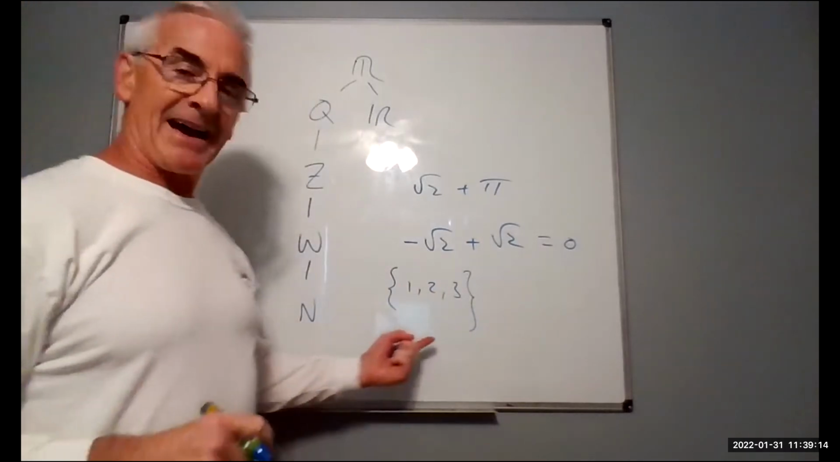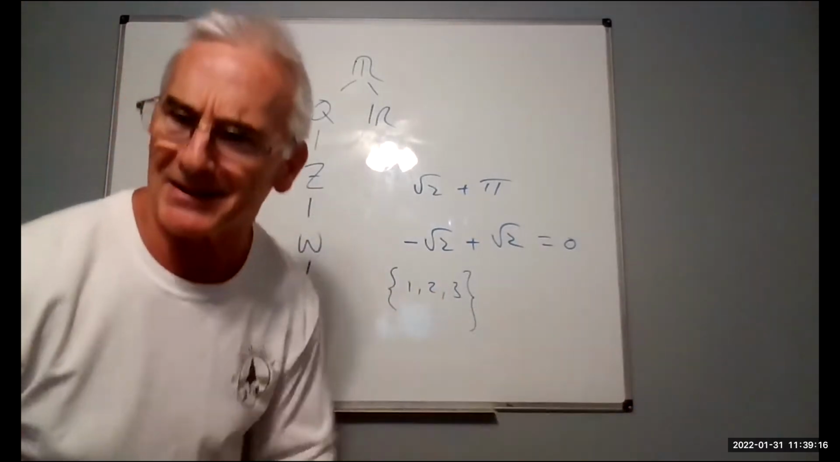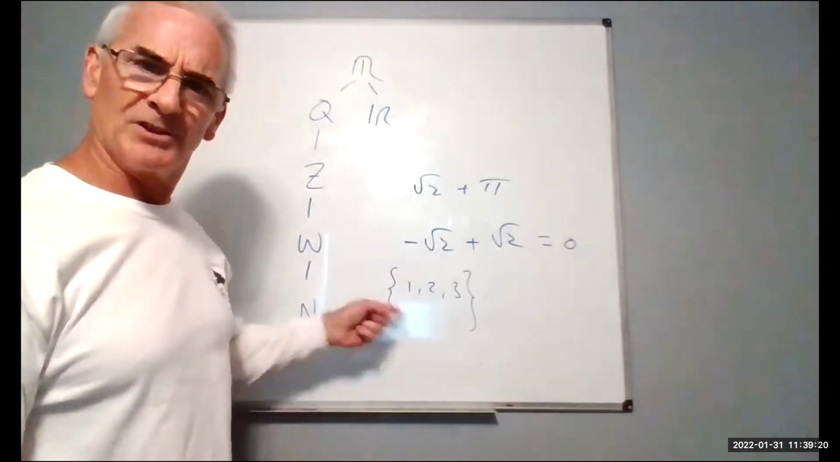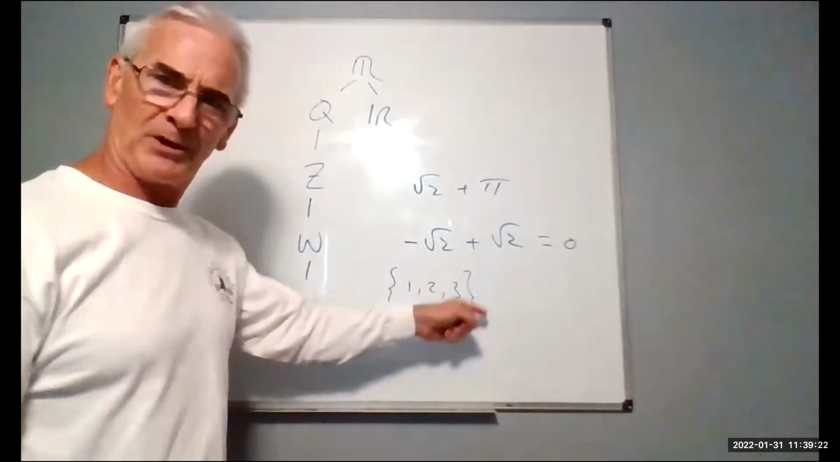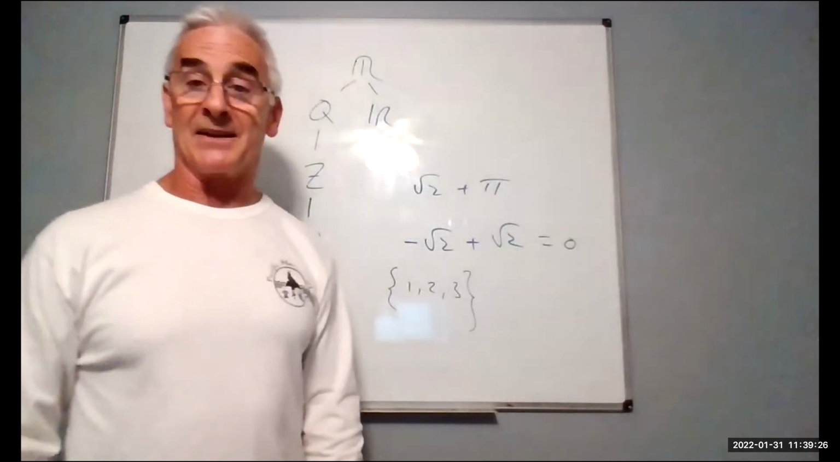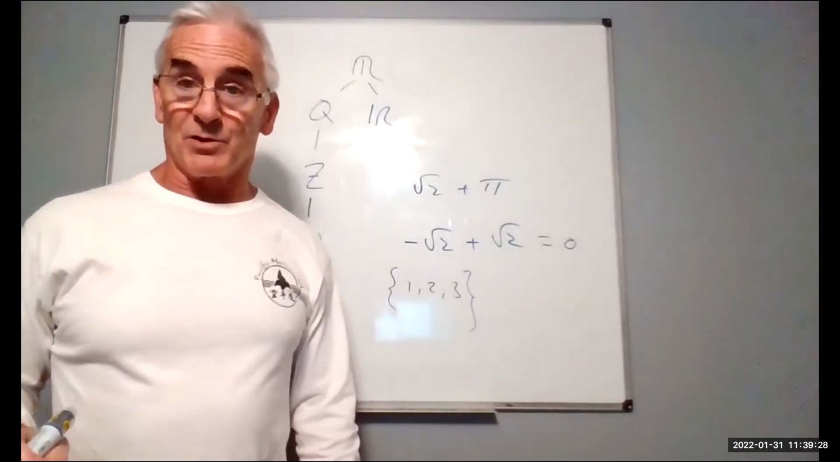Well, obviously, if I add any two of these numbers together, I'm going to get back something in that set, right? When I add 1 to 1, I get back 2. When I add 1 to 2, I get back 3. And when I add 2 to 3, 5's not in the group. In fact, finite sets of numbers are not closed.